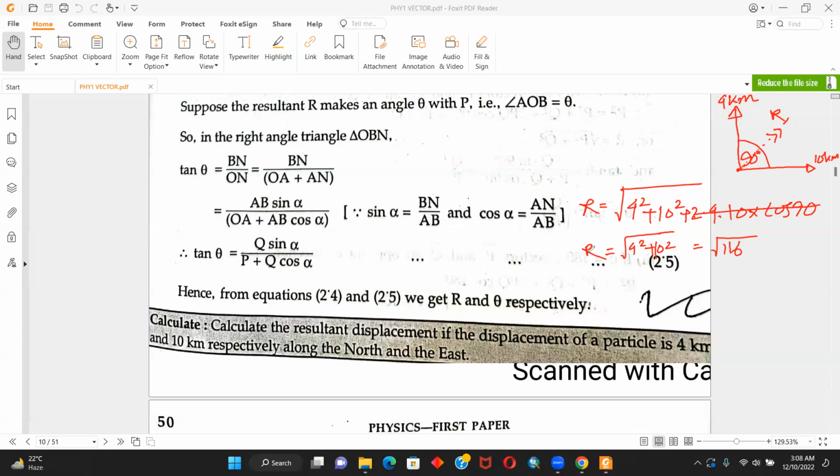Where's my calculator? Oh, okay. Would it be tan theta is equal to q sine alpha over p plus q cos alpha? You are just saying the formula or the equation. What is the answer? Is that the right answer? Yes, this is the right one. We did it yesterday. Okay, you can't be confused.